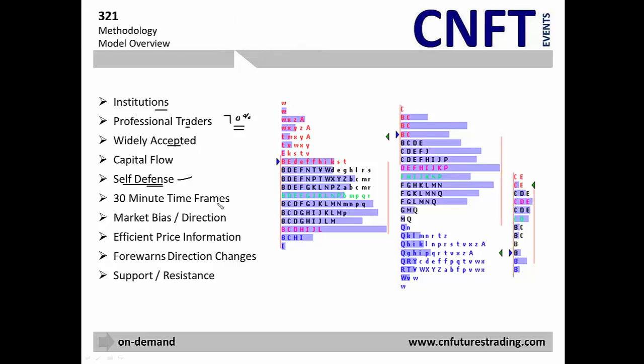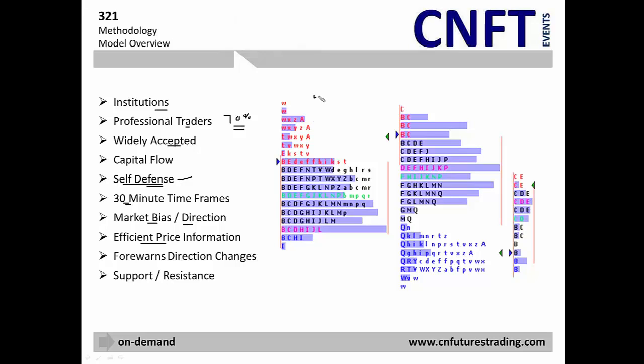The time frame selected after backtesting all the contracts in the Chicago Board of Trade's database was a 30-minute time frame. Fast enough to catch all major moves, slow enough to eliminate about 90% of the noise. It does show you the market's bias and the market's direction. It is efficient price information. It is reality. It's what's happening.